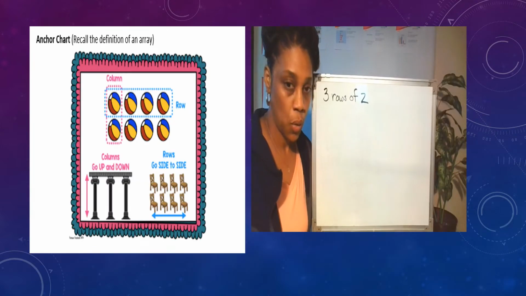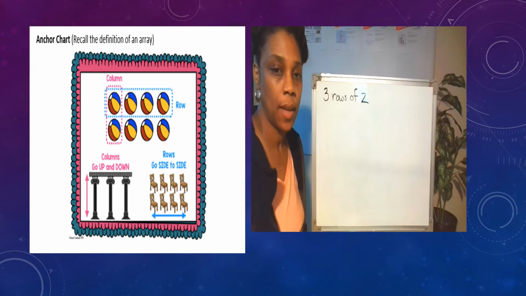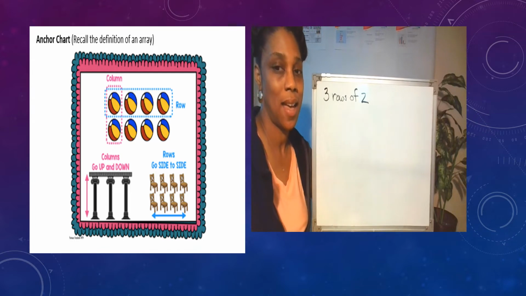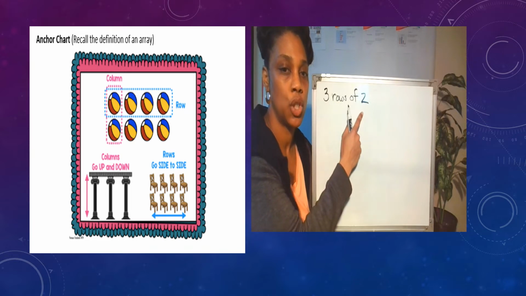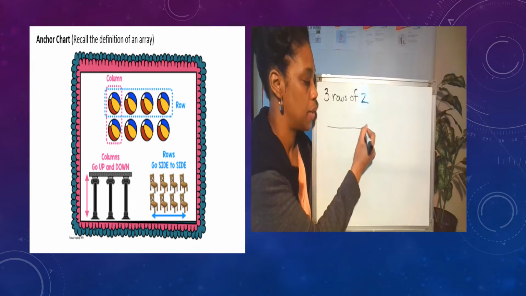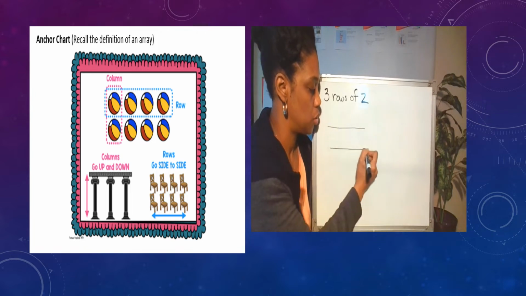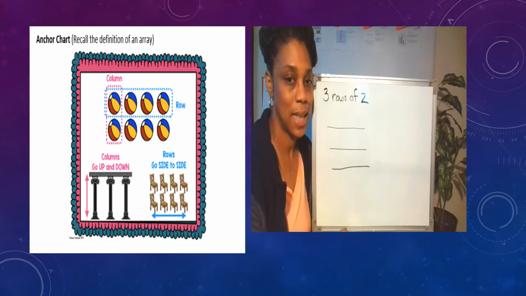Okay, so we've been looking at making arrays today, and when we make an array, we're looking at rows and columns. So on our anchor chart, it states that when we have a row, the row goes side to side. So in this problem here, I have 3 rows of 2. So I have to draw my 3 rows. Row 1, row 2, row 3. Remember, rows go side to side.